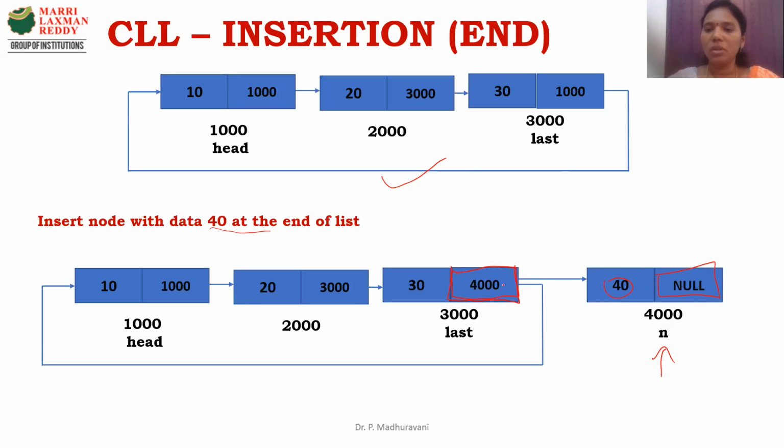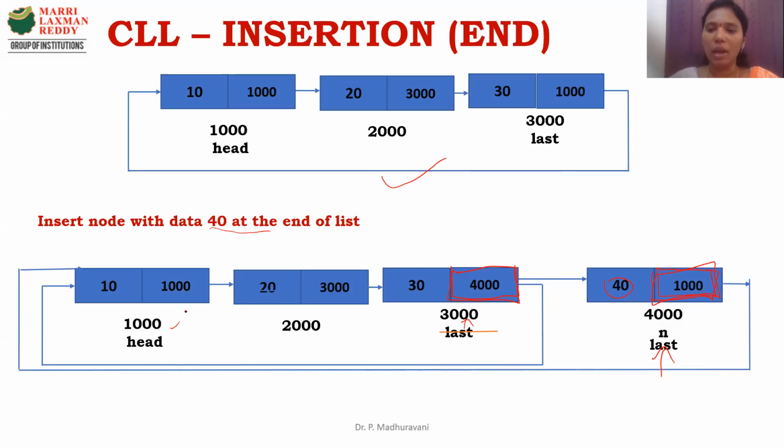Now in this situation, n is becoming the last node, but still last is pointing to 3000. Hence move last to n. Now last is pointing to 4000, but its next field is still storing the value null, but it should store the address of the first node, which is 1000. Then give a link between last and head.